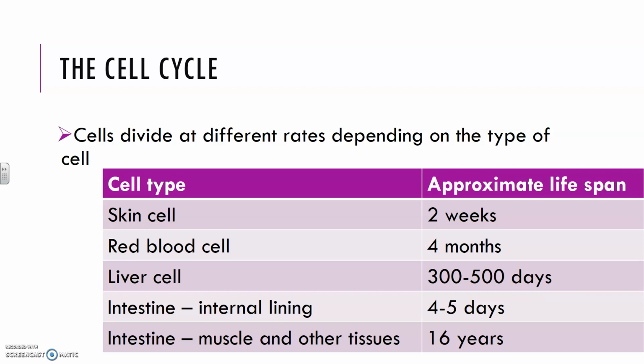They're going to have to replicate much faster than the type of cells that are just hanging out inside the body, doing their function, but they don't really get damaged much. So if you look at this, you can tell just based on the number of days that the intestines, the internal lining, has the roughest environment.